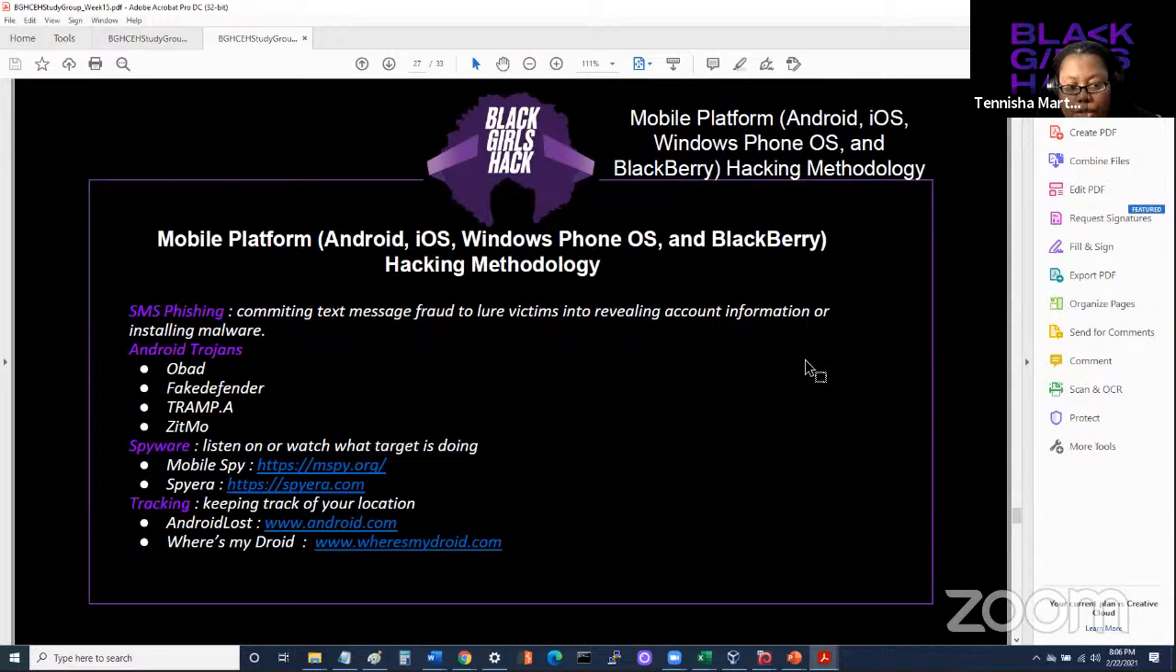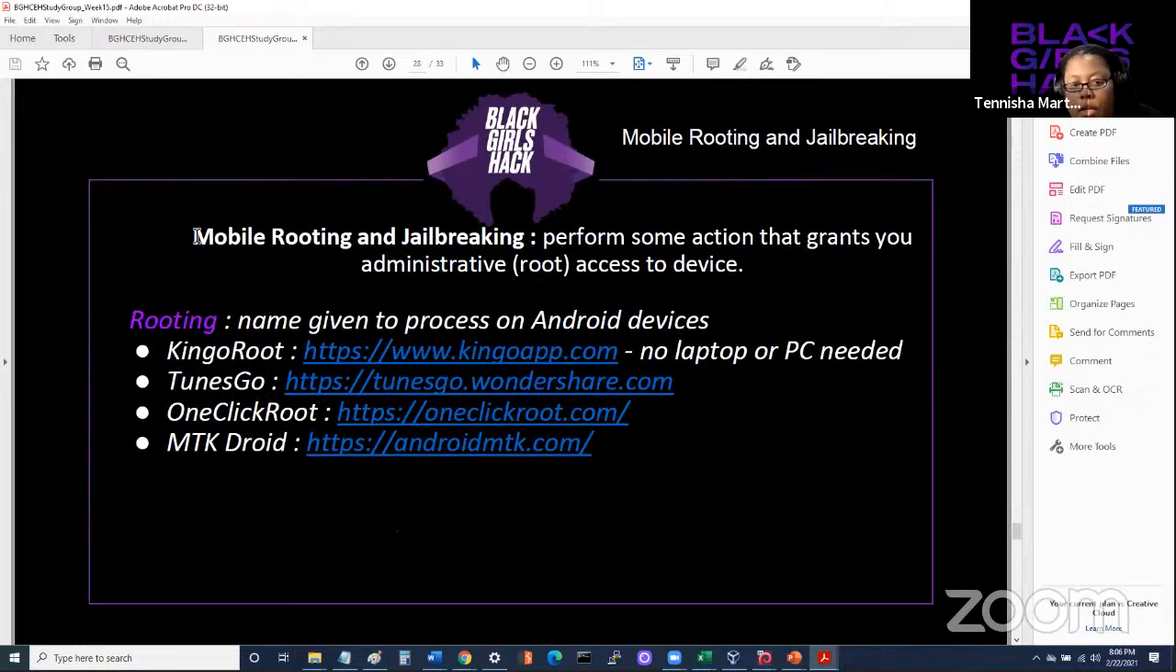All right, Android Trojans, spyware, and tracking are different types of programs that are out there that are available on the different devices. There's also Find My iPhone, Where's My Droid, Android Lost, all different types of things to help track your device, but could be used for good, but then it also could be used for bad.